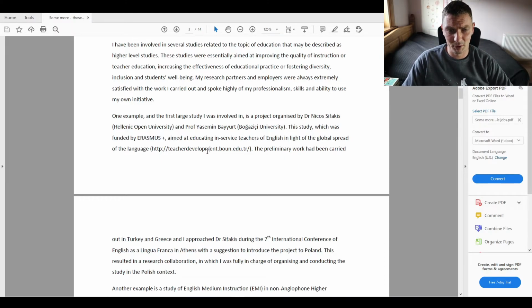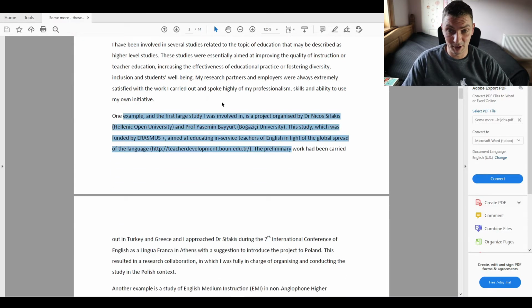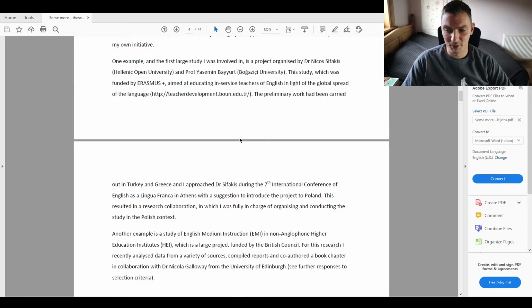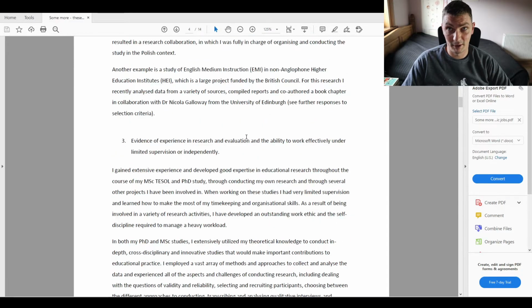So here I'm talking about the same scholars that I approached at the conference, because this was a high level study. It was an international study, and this is how I describe it here. So I talk about Greece and other countries. It just makes it sound so much better when I do so. And it's exactly the same example that I used before, just addressing a different selection criterion.